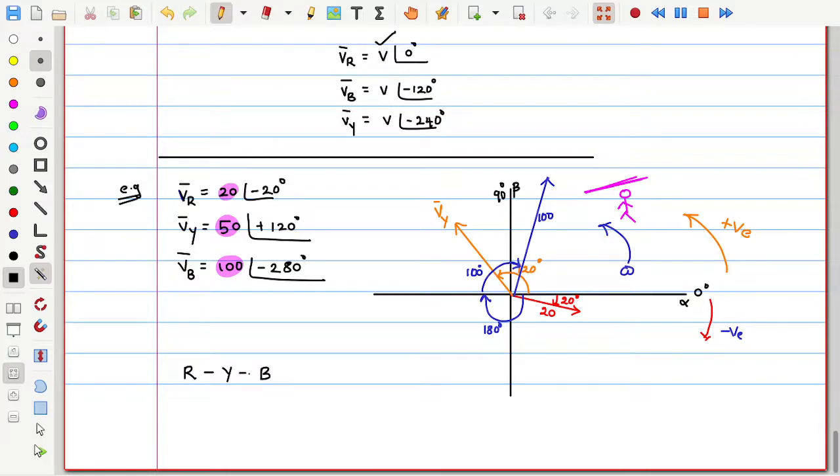Got my point? This is very interesting and very important. If these phasors are rotating in the counterclockwise direction, first I could see R phase, then Y phase, then B phase. This is RYB, so positive phase sequence. Got my point? So just plot the given voltages on the phasor diagram, then rotate the entire set of phasors in the counterclockwise direction, and take a reference somewhere like this.